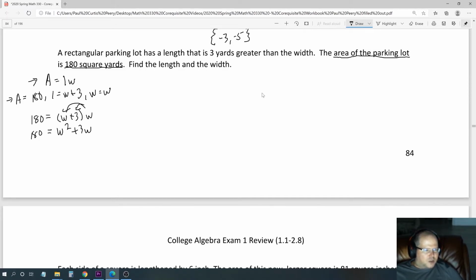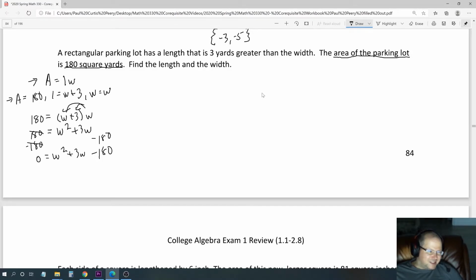Next, this is a quadratic equation because we have a 2 power right there. We solve it by setting it equal to 0, minus 180, minus 180. And there we go. Cancel, cancel. Because 0 is equal to W squared plus 3W minus 180. At this point, we set it equal to 0. If you're solving a quadratic, first step, set it equal to 0.